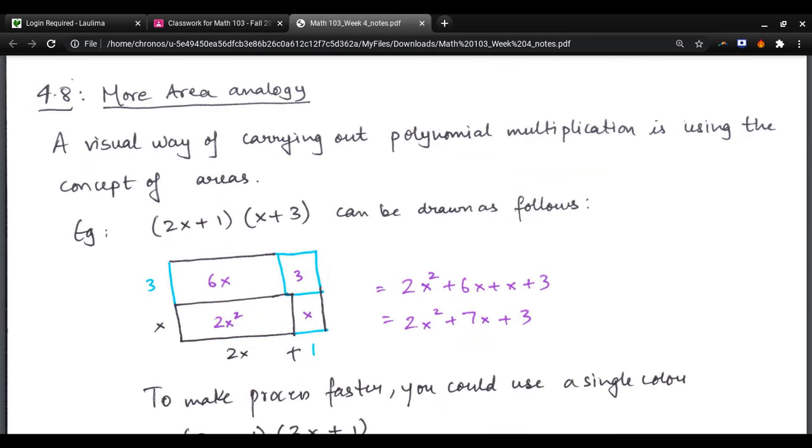For example, 2x plus 1 times x plus 3 can be drawn as follows: 2x and 1 on the x-axis, x and 3 on the y-axis, and you make these boxes. Now, the idea is that the area of the bigger rectangle, which is what we are trying to find, should be the sum of the small rectangles. And you can place the area of each of the smaller rectangles as marked in purple here: 2x squared, 6x, 3, and an x. And when you add it up, you get the multiplication.